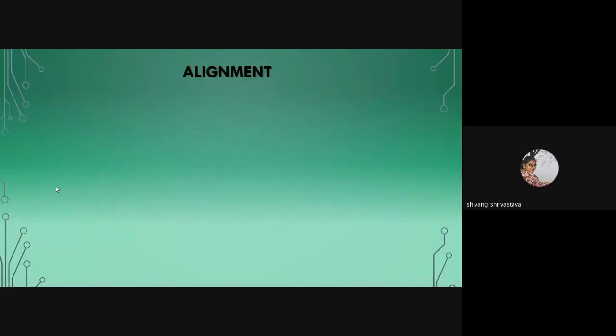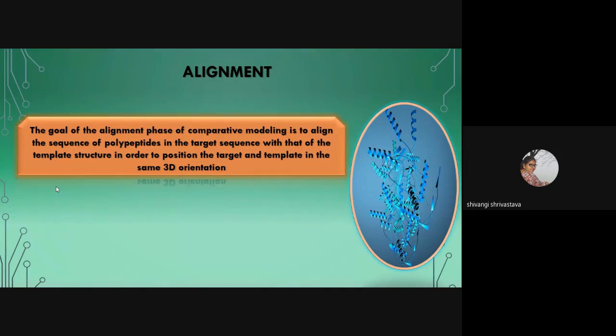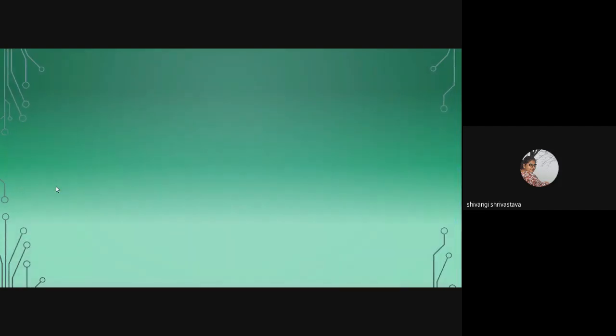After this, how to align? So here is the alignment. It is the second step of comparative modeling, whose goal is to align the sequence of polypeptides in the target sequence with that of the template structure, in order to position the target and template in the same 3D orientation. So we can merge them and design a protein. Many of the alignment procedures are based on dynamic programming techniques, often supplemented with manual methods based on visual inspection of the molecules. After that, how to build a model?